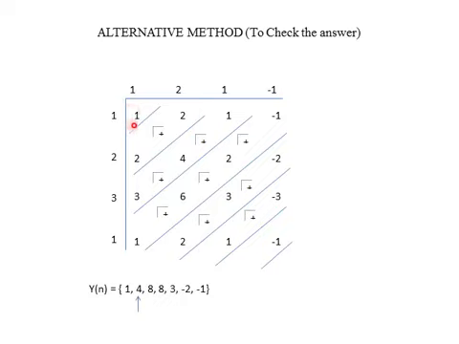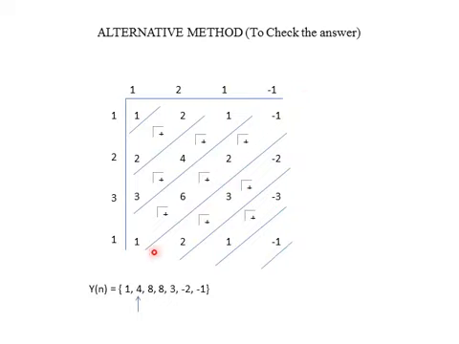So here it is 1 into 1, 1, 1 into 2, 2, 1 into 1, 1, 1 into minus 1, minus 1. 2 into 1, it is 2, 2 into 2, 4, 2 into 1, its value is 2, 2 into minus 1, its value is minus 2. Then 3 into 1, 3, 3 into 2, 6, 3 into 1, 3, 3 into minus 1, minus 3. 1 into 1, 1, 1 into 2, 2, 1 into 1, 1, 1 into minus 1, minus 1.